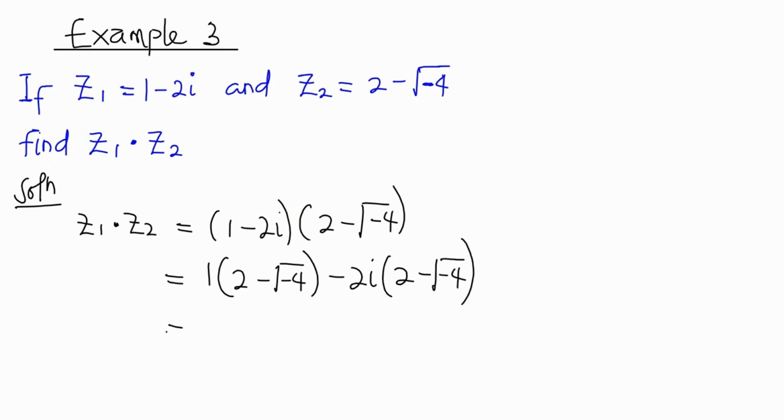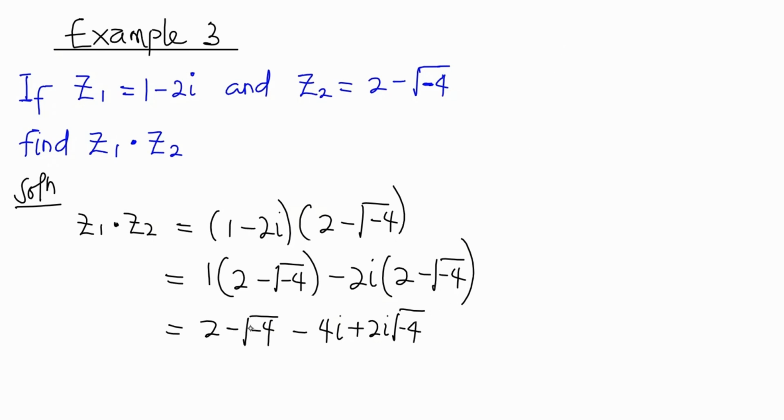Now once this is done, we can see that 1 times 2 gives us 2. And we can also see that 1 times negative square root of negative 4, definitely we are going to get negative square root of negative 4. Now we come here, negative 2i times 2 gives us negative 4i. And here, negative 2i times negative square root of negative 4 gives us the positive 2i square root of negative 4. Now we should be attentive here.